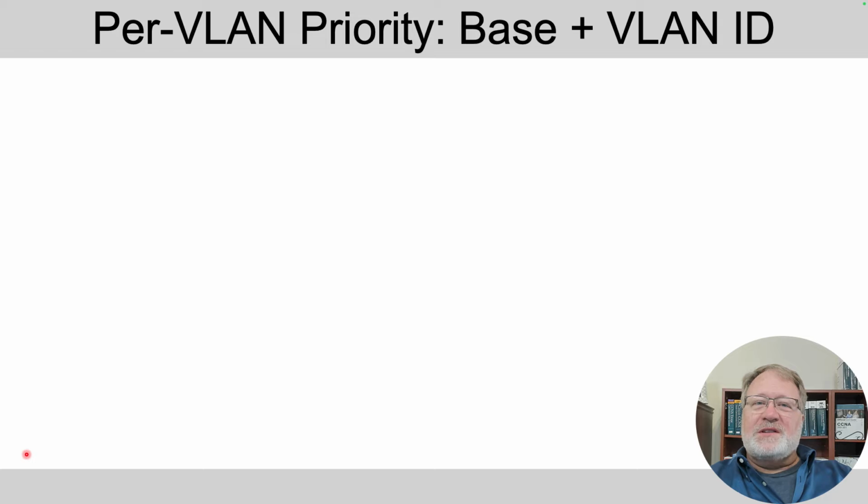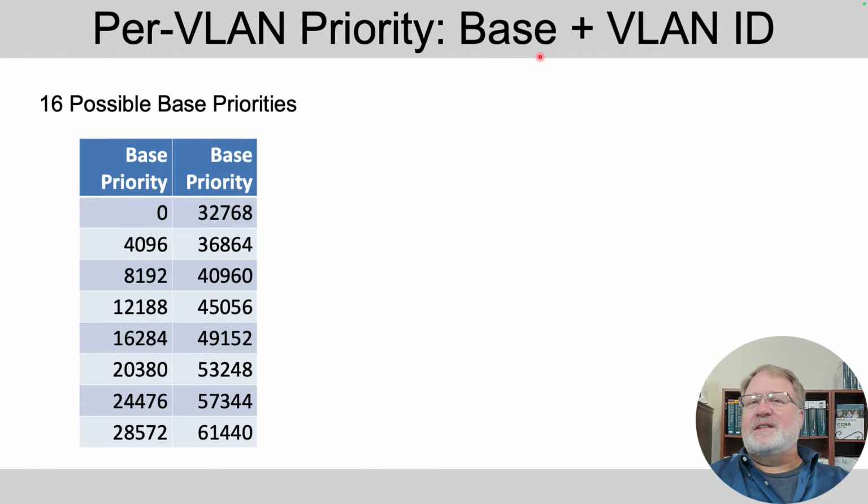Before I go, just a bit about that idea of a base priority. You can only configure 16 different numbers for the priority in a Cisco switch. And those are the ones in this table. These are all multiples of 4096. It's just a bit of trivia.